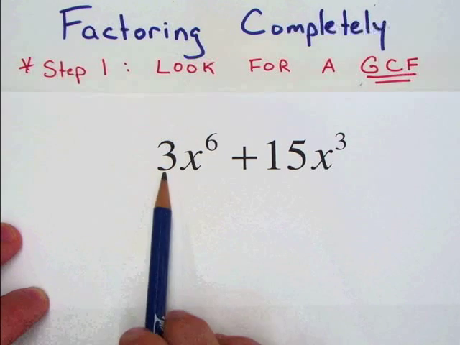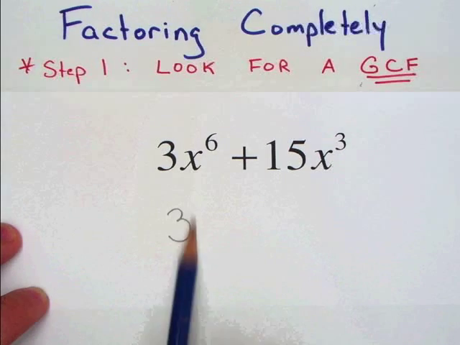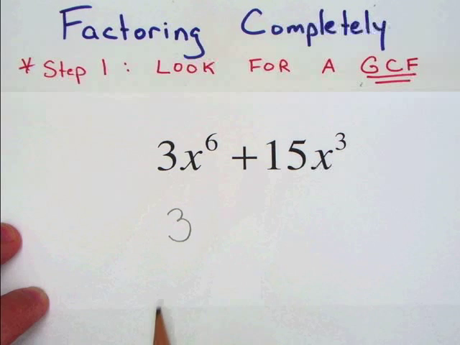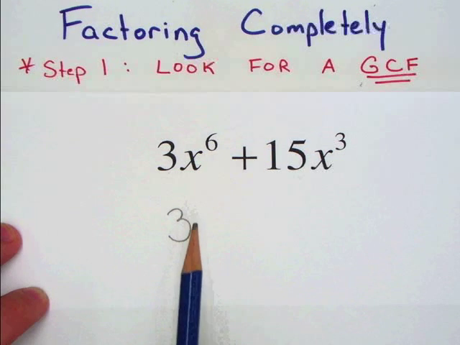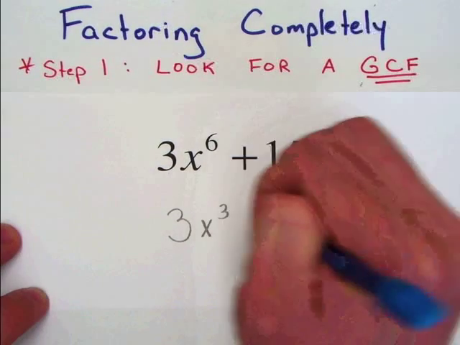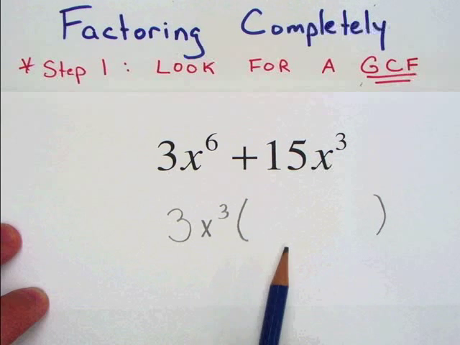The greatest common factor between 3 and 15 is 3. The greatest common factor between x to the 6th and x to the 3rd, or the most x's that both terms have in common, is x to the 3rd. Once we factor out the greatest common factor, we need to figure out what's left.